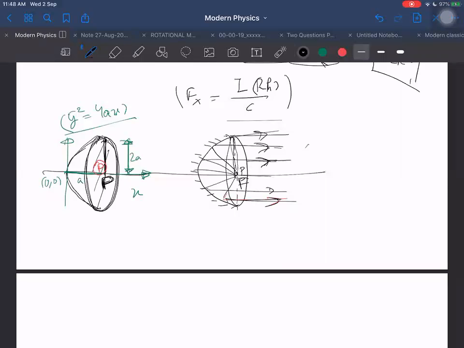Because it is an isotropic point source, 50% of the light will go inside, 50% will come outside. You understand? This part you understood? 50% light will be inside, 50% will not be striking the mirror. Only 50% will be able to strike the mirror. So the 50% light which is striking the mirror is reflecting like this here.